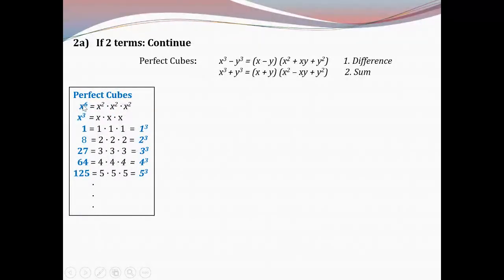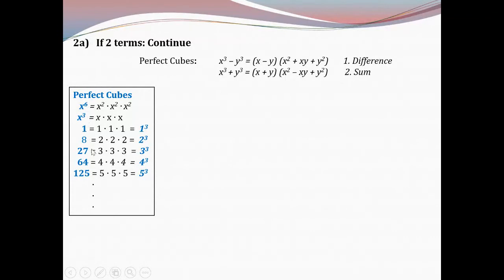For example, x to the 6 is a perfect cube because x squared times x squared times x squared will give me x to the 6. Same thing with x cubed, which is x times x times x. Same thing, 1 is a perfect cube. Why? Because 1 times 1 times 1 will give me 1. Same thing with 8 is a perfect cube because 2 cubed is equal to 8.